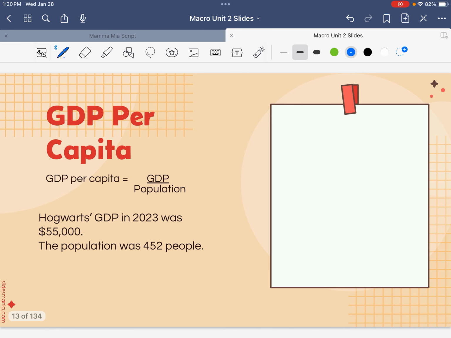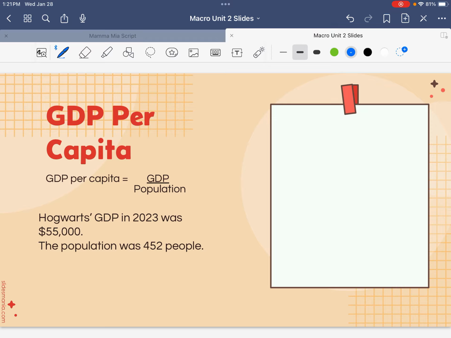Okay, I'm moving on. So the next statistic I'm going to teach you is GDP per capita. The word per capita means per person. So per capita, we literally take the GDP for the year and we divide it by how many people were in that year. And it's basically like an average. Each person on average generated this much production of stuff.